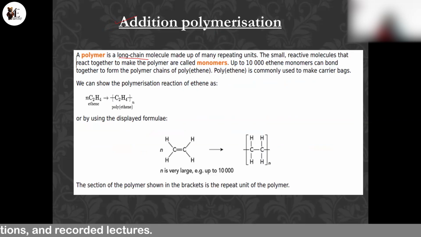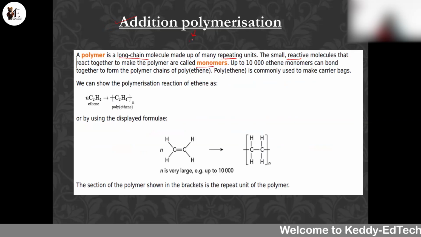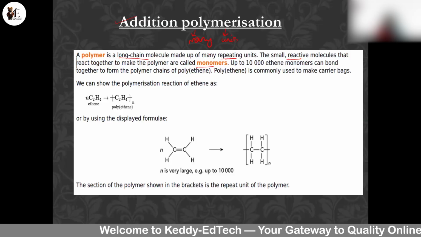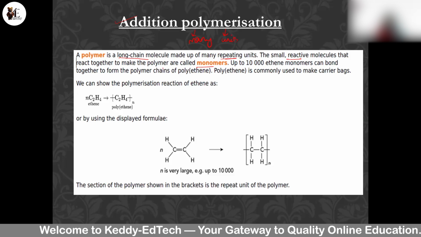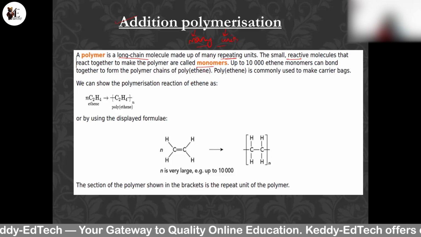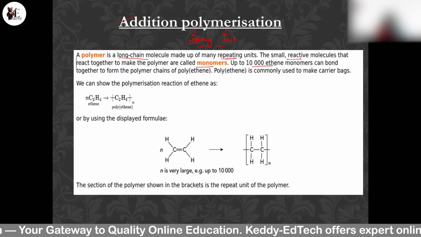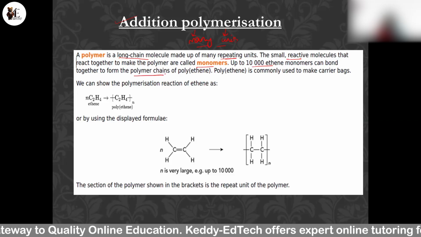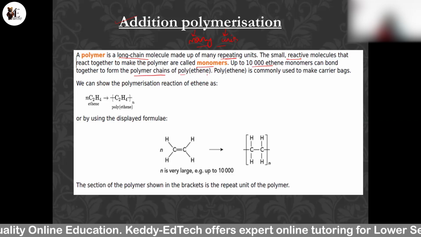A polymer is a long chain molecule which is made up of many repeating units, and the small reactive molecules which react together to make a polymer are called monomers. Poly means many and mer means units. So single units combine together to form many units. Monomers combine together to form a polymer. Up to 10,000 ethene monomers can bond together to form the polymer chains of polyethene.